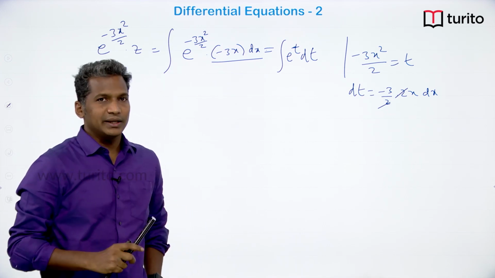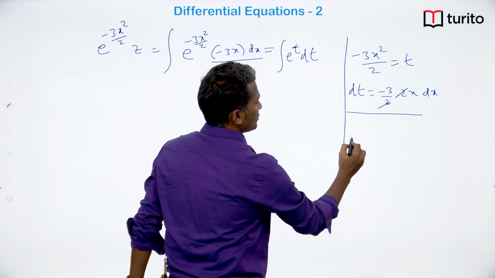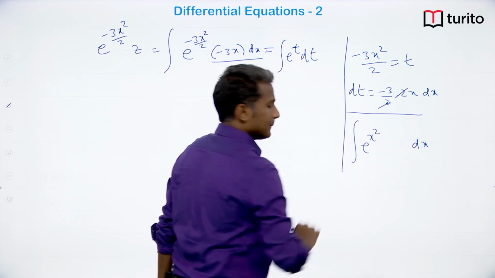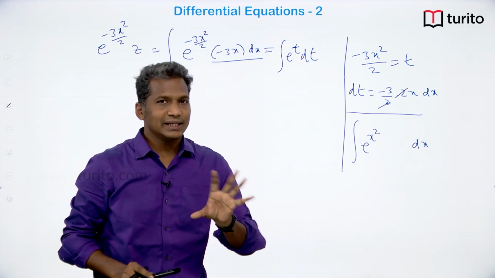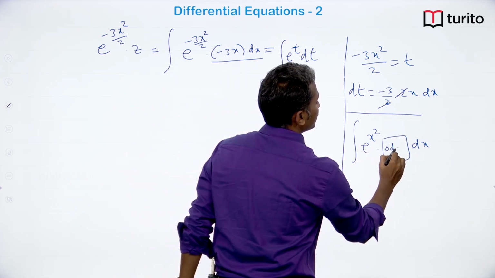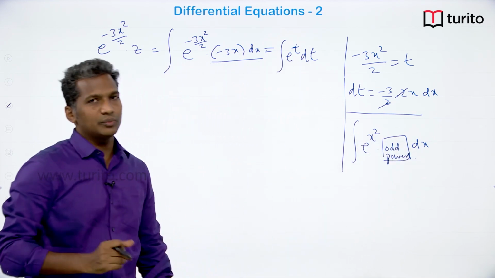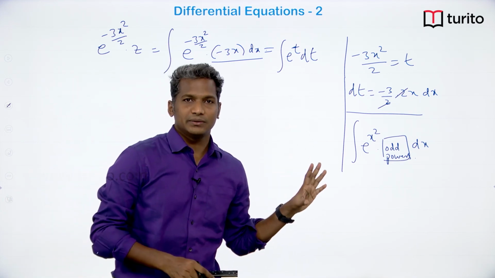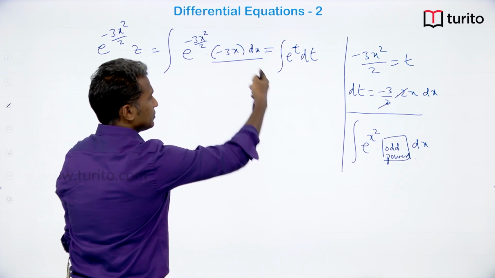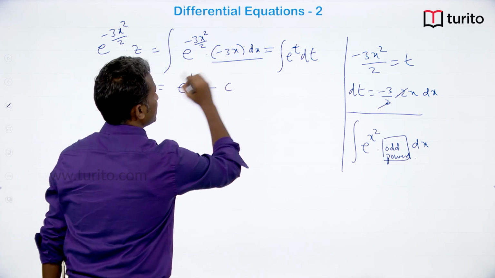So now remember this idea. If at any situation in future, if you get e power x square in any integral, you know that it is not directly integrable. So whatever is the polynomial that you get here, it must have odd powers. If it does not have odd powers, it will not be integrable. So now coming to this, because there is odd power here, it got converted into standard form. So what is the integral of this? E power t plus c.